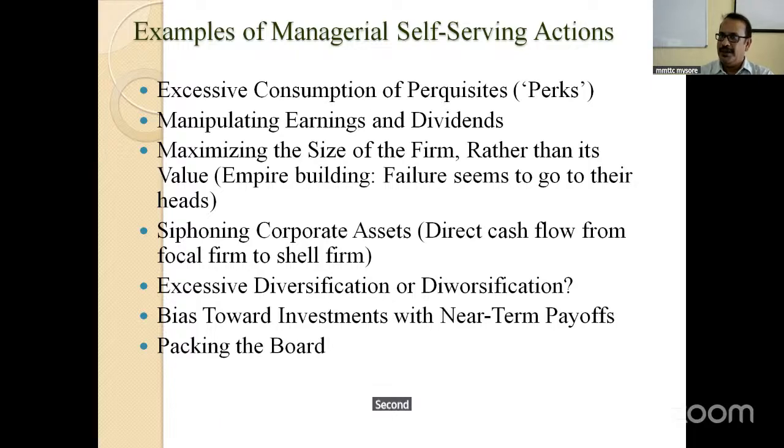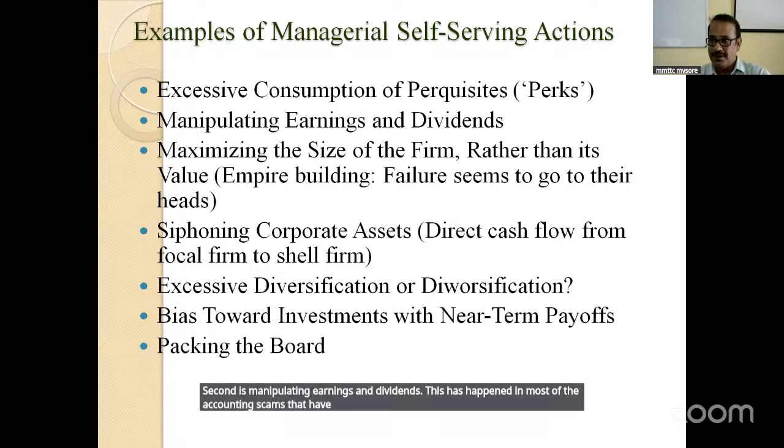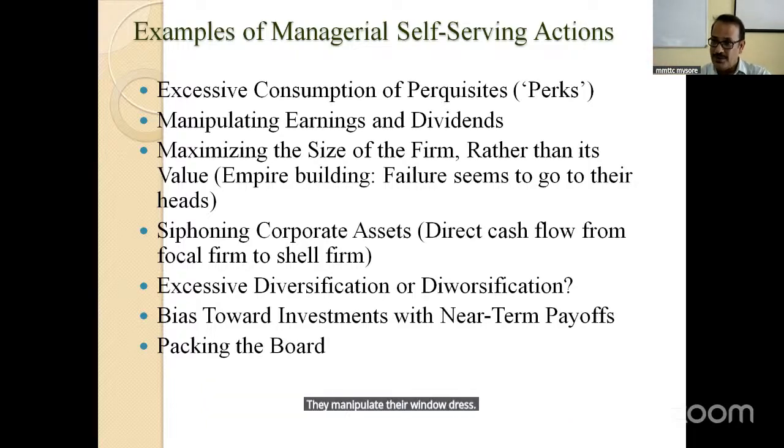Second is manipulating earnings and dividends. This has happened in most of the accounting scams that have happened. If the earnings are say 3% or 4%, they will show it as 24%. They manipulate, they window dress the accounting information and show the company in a better light than what exactly they are.